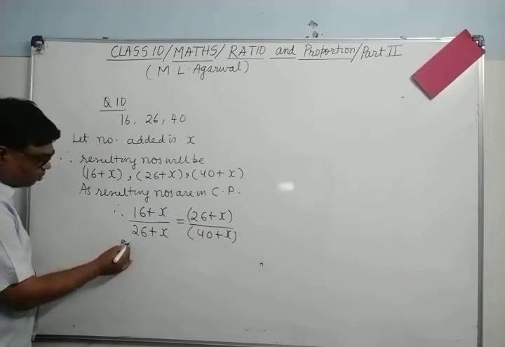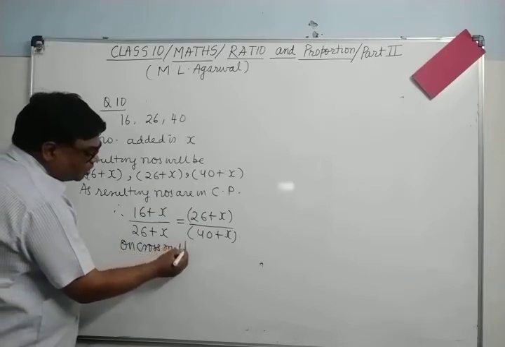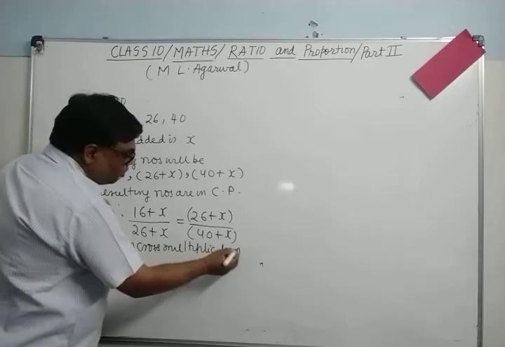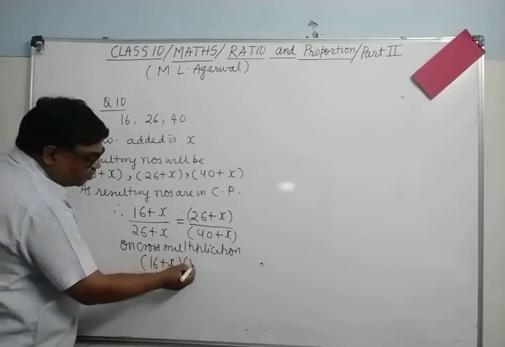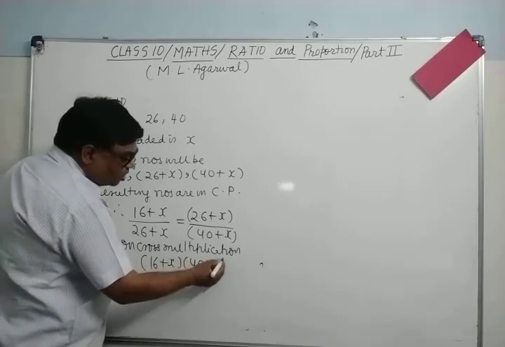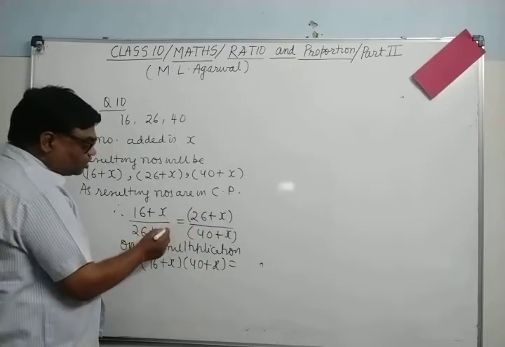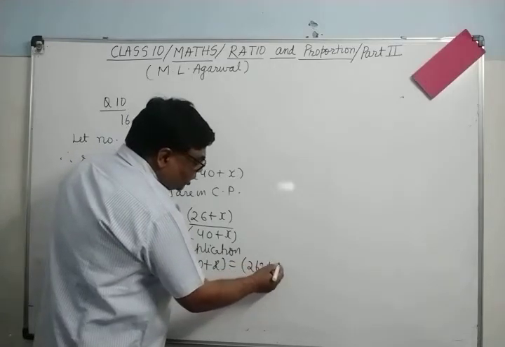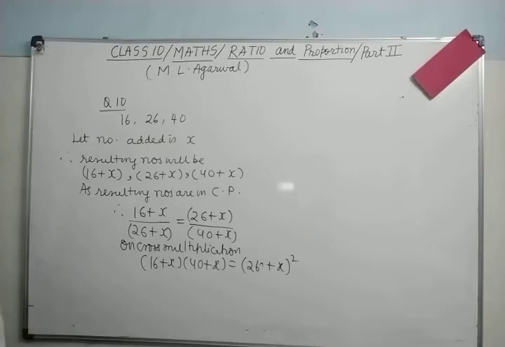On cross multiplication, it will be equal to 16 plus x into 40 plus x. So here 26 plus x into 26 plus x, so it will be equals to 26 plus x whole square. It's clear? Now you can open it.